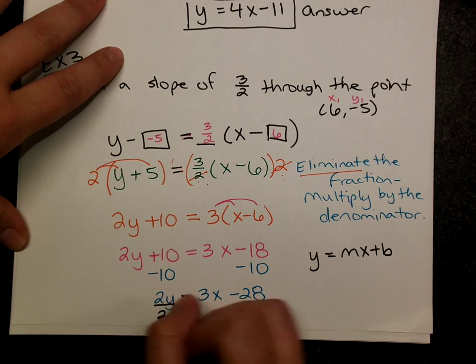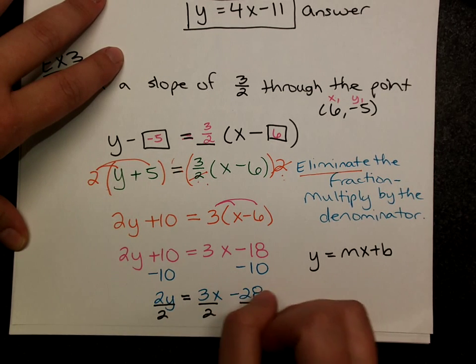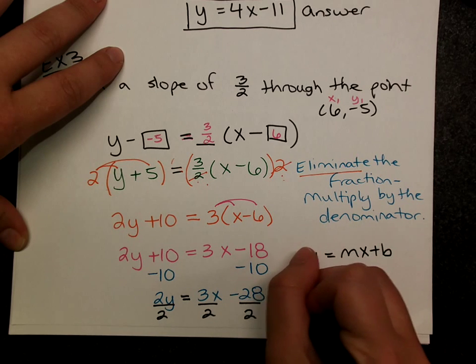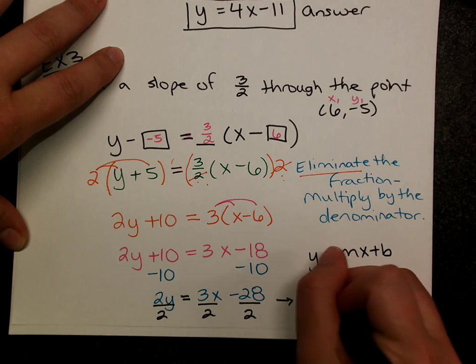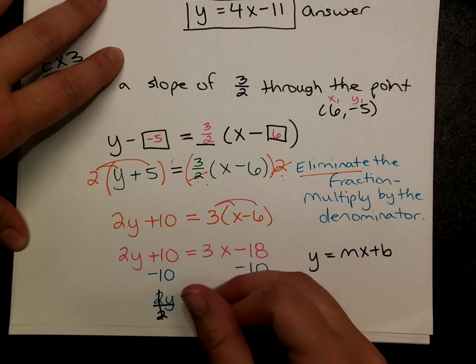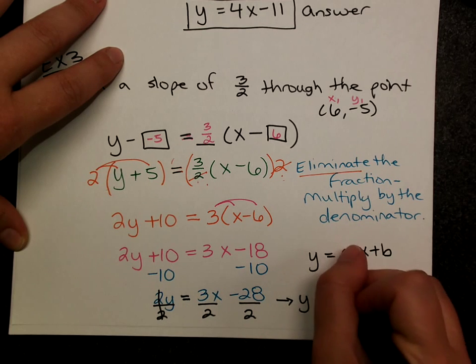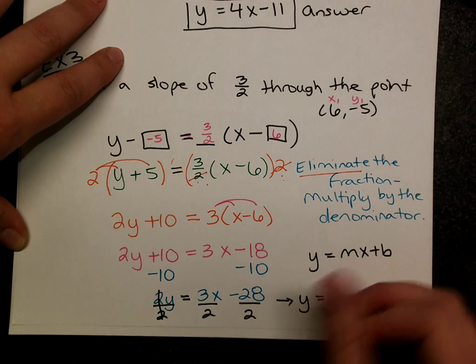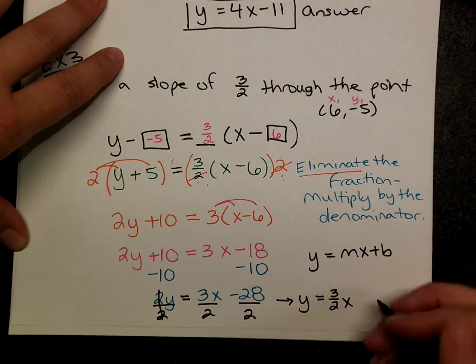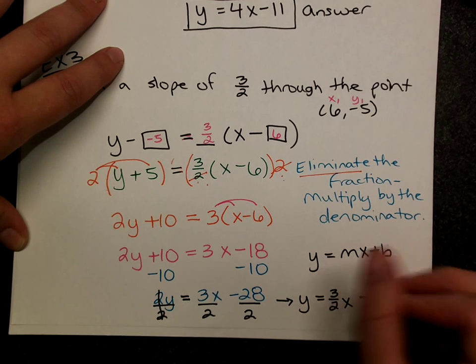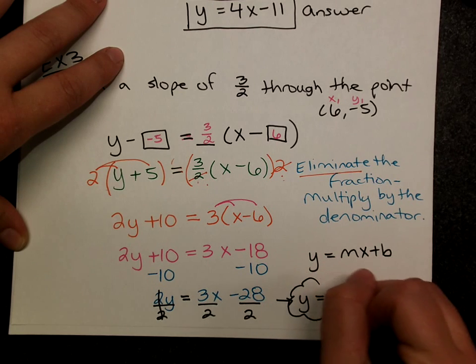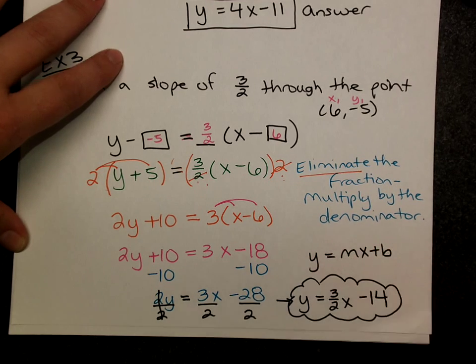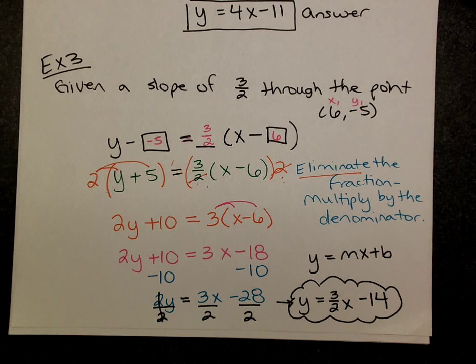So like we did last week, we're going to divide everybody by 2. And this is going to give us y equals, 3 does not divide by 2, so it's just 3 over 2x, which should make sense because that's my slope. Negative 28 divided by 2 is negative 14. So that is my answer. Y equals 3 over 2x minus 14. We'll work with a couple more with fractions just to help you out there.